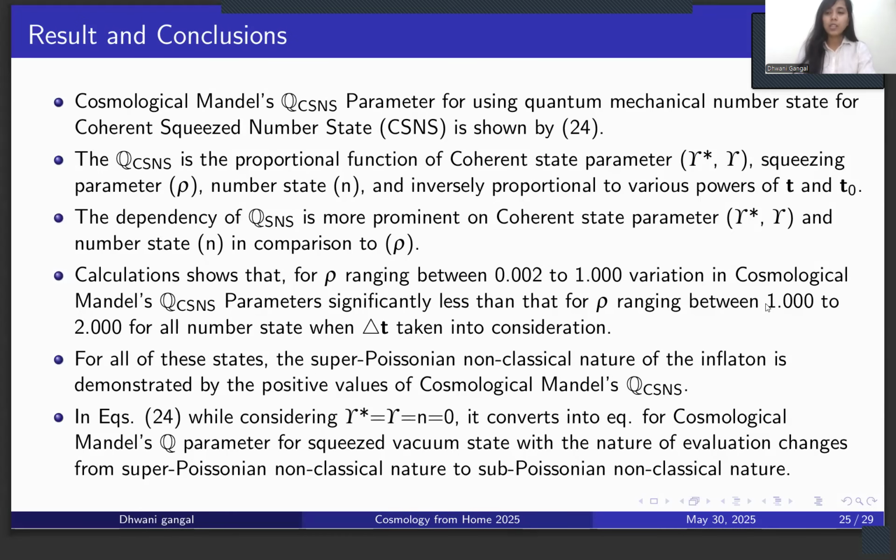In the conclusion, we have formulated a cosmological analog of Mandel's Q parameter and applied it to CSNS, the coherent squeezed number state. The inflaton field exhibits strong non-classical behavior, particularly of super-Poissonian type for the squeezed number state. Our analysis provides a quantitative measure of the quantum fluctuations in inflaton field particle production. At last, this framework can be extended to study perturbations and decoherence in the early universe cosmology.